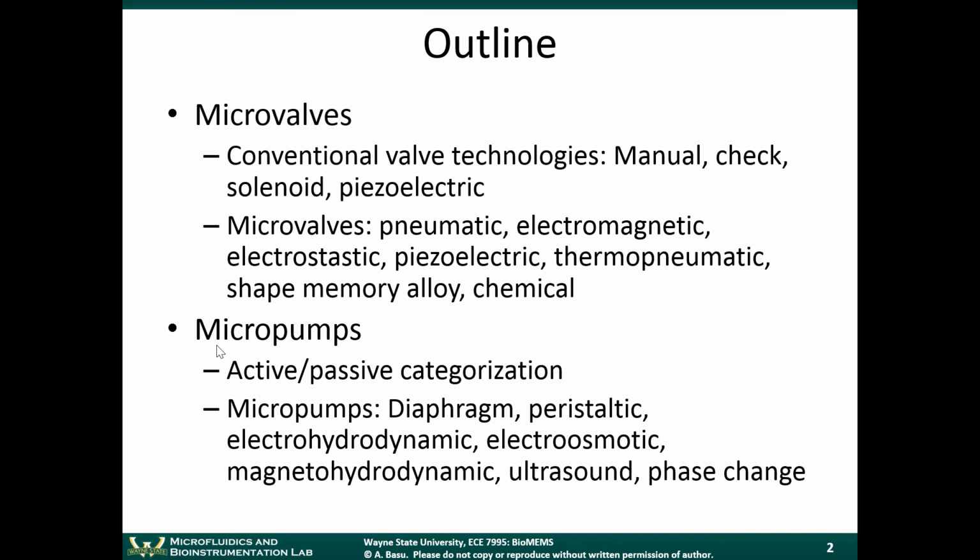For example, electroosmotic flow. That is a type of pump where you just put a voltage across two ends of the channel and fluid flows through the channel. Seems like magic, but there's actually a very intuitive physical explanation for why electroosmotic flow happens. But it only happens in microscale devices because of the high surface area to volume ratio that exists in microchannels. Okay, so we're going to go through some of these valve and pump technologies.